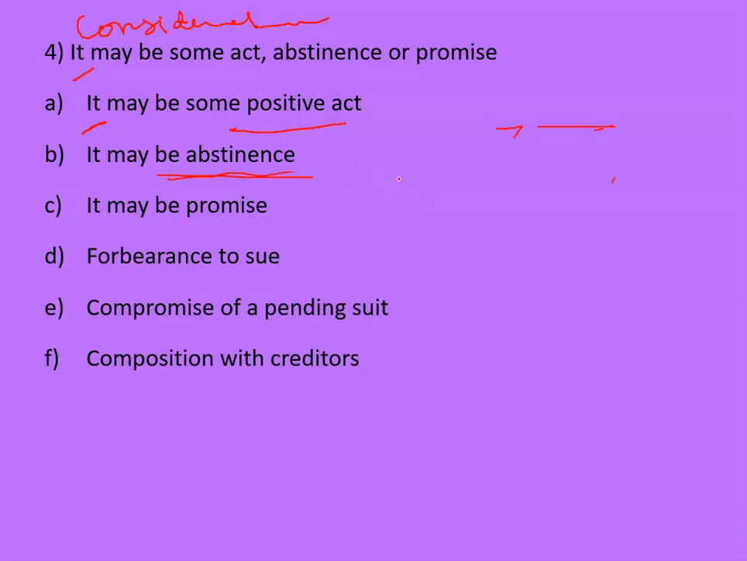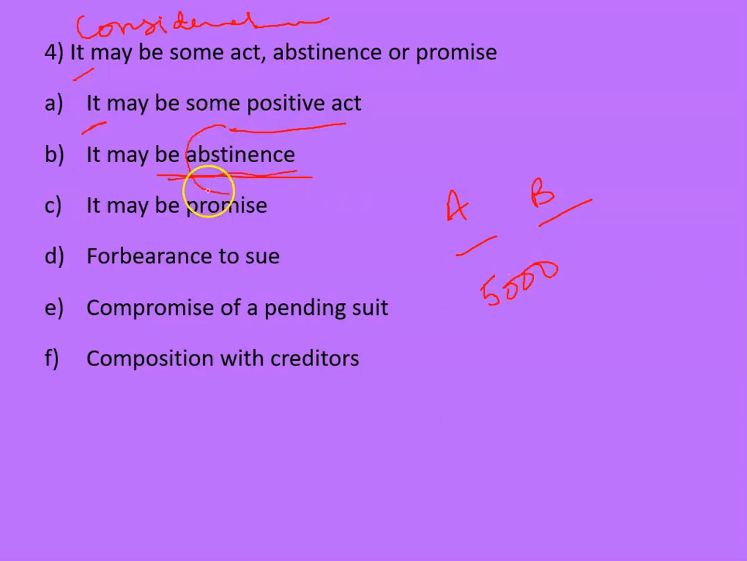Means, we'll take one example here. For example, A and B, two people are here, right? And A says to B that I'll give you 5,000 rupees and you do not file a case against my brother or against my friend, right? So you should not do something. What you should not do? That you do not file a case against my friend, right?